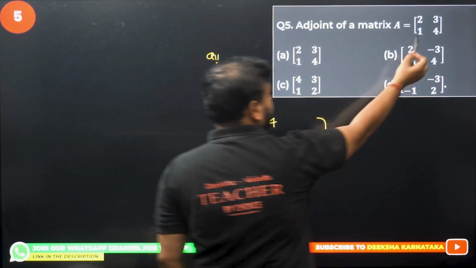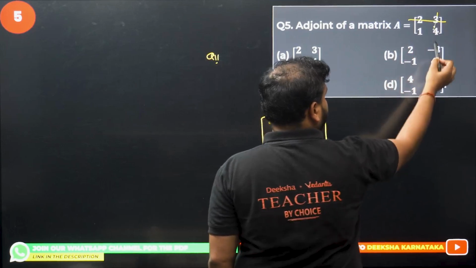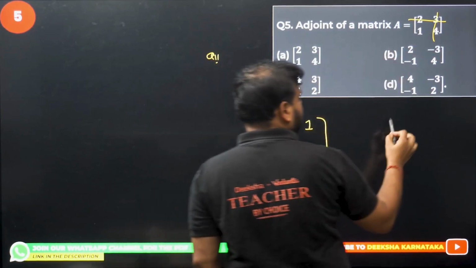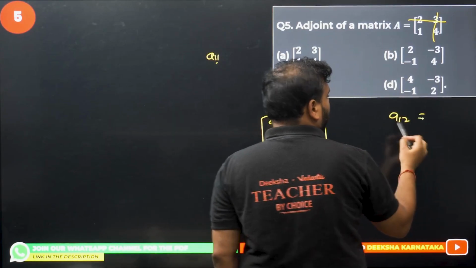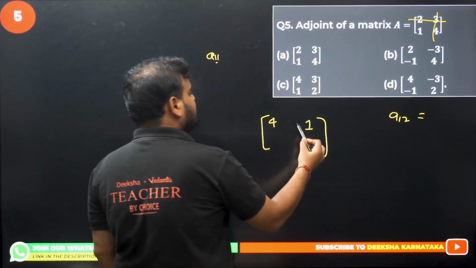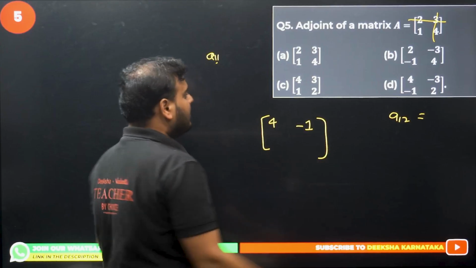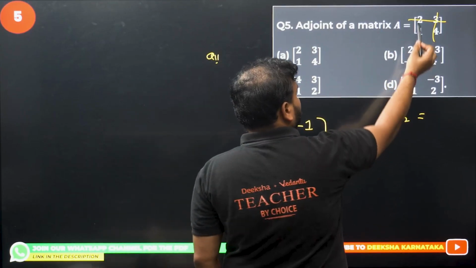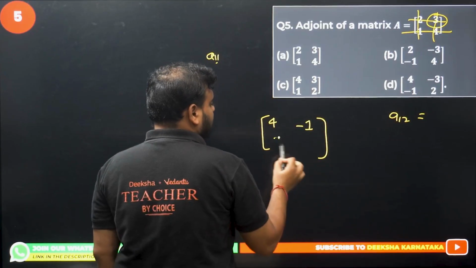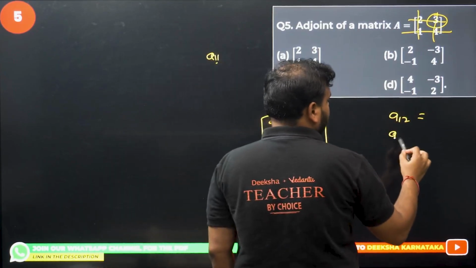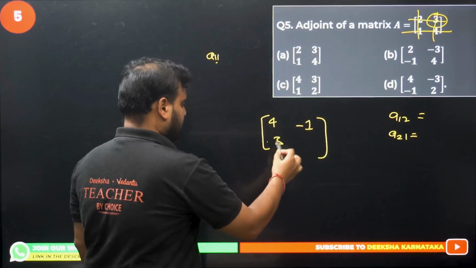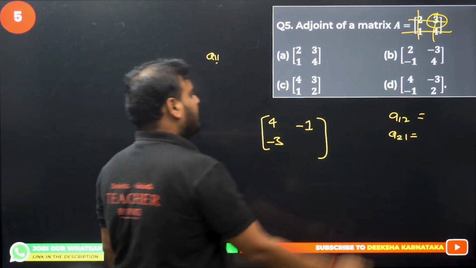For this element, if you eliminate these two, you'll have the answer as 1. The position is A12. 1 plus 2 is odd, hence the sign change will become -1. Same for this one. You eliminate this row and this column, you'll have only 3 left. That is position A21. Again it is odd, so sign change as -3.